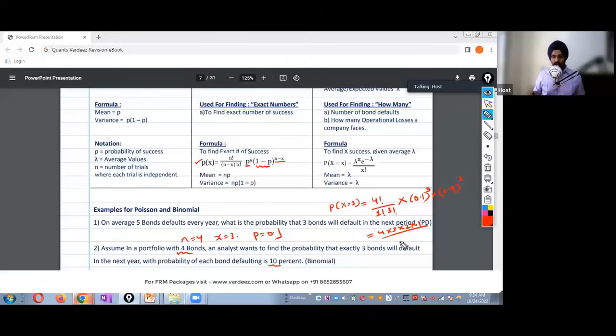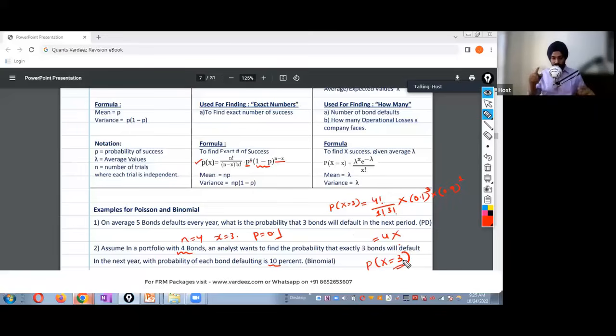Okay, you can use a calculator, you can solve it. 1 factorial is 1, and 3 into 2 into 1, so this is gone. The answer that remains is 4. So that's going to be 4 into 0.1 to the power 3 into 0.9 to the power 1. Once you solve this, you will have your probability.